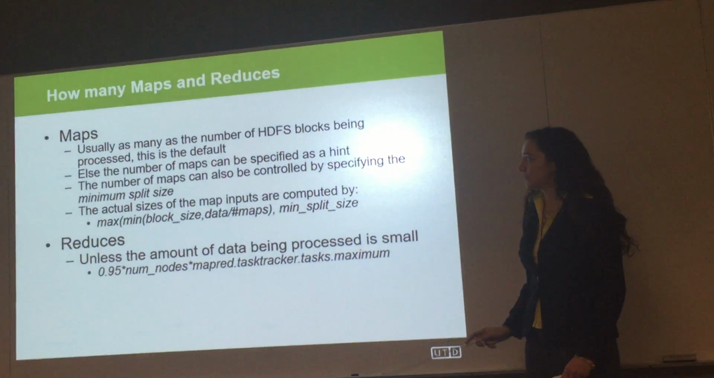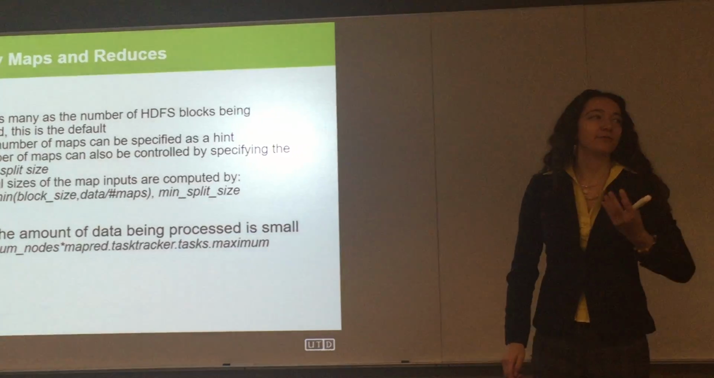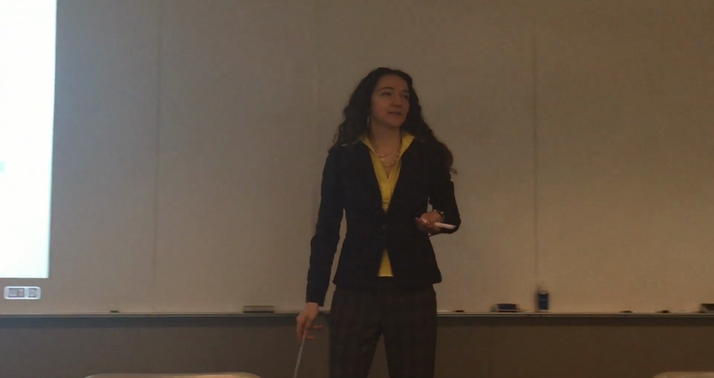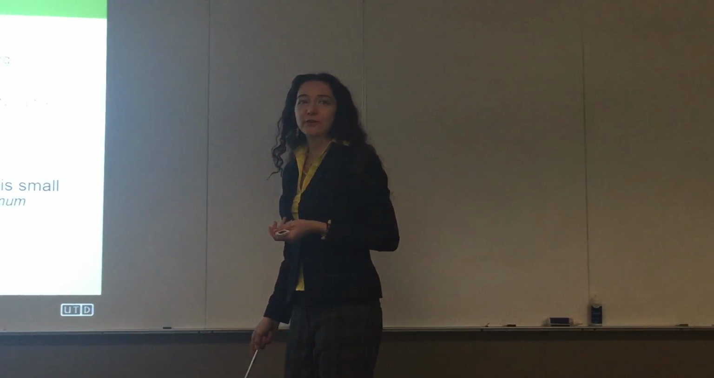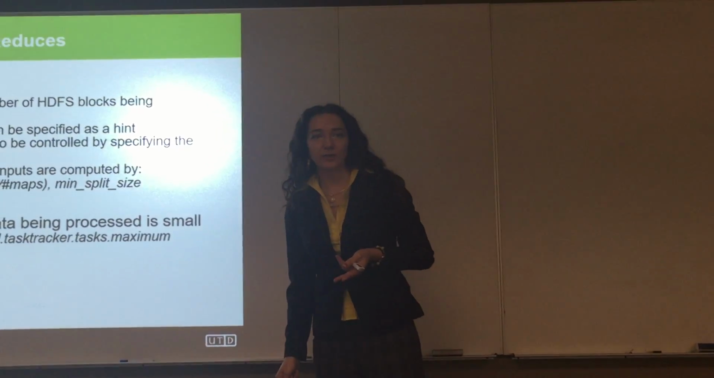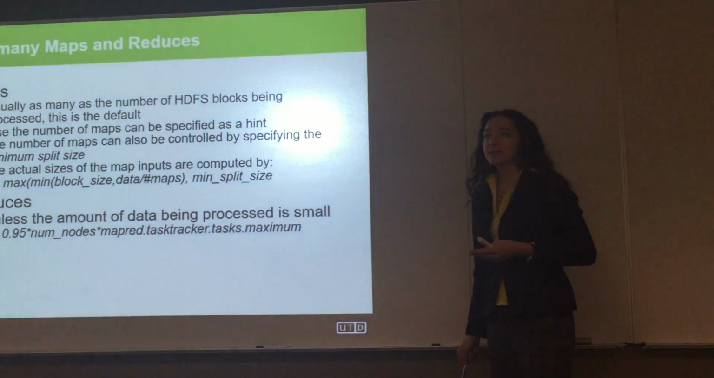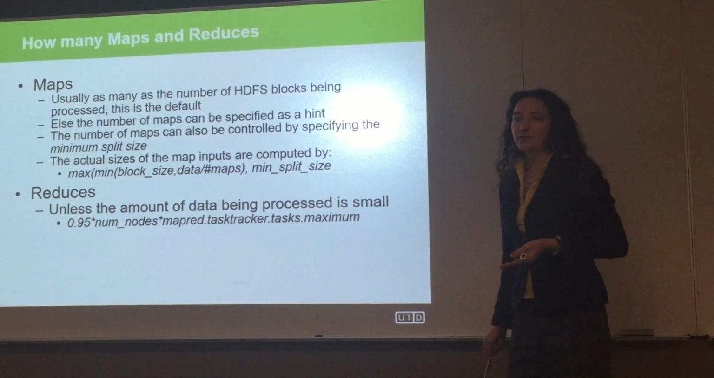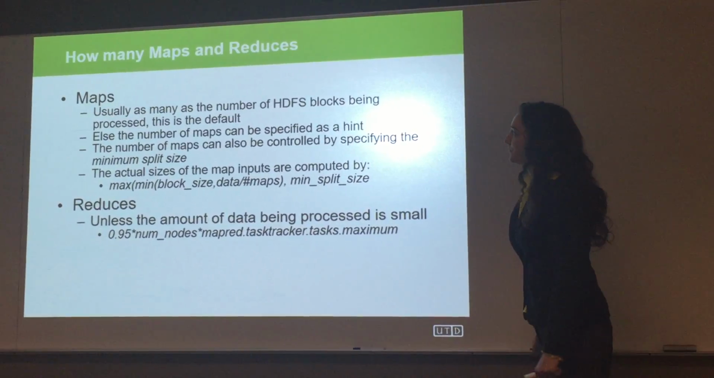As many as the number of HDFS blocks that are processed. So, what is the size of the block? We have 64 kilobytes as the size of the block. So if we have a file that's bigger than 64 kilobytes, there are going to be 2 blocks created for the file and you get 2 mappers, right? And so if the file is 3 times 64 kilobytes, you're going to get 3 mappers. That's the default.